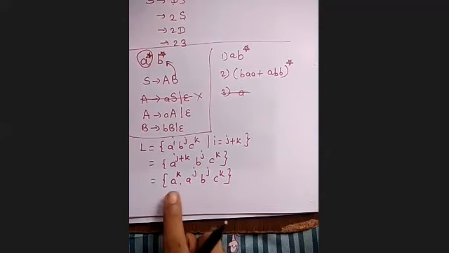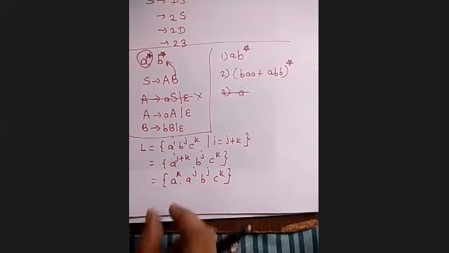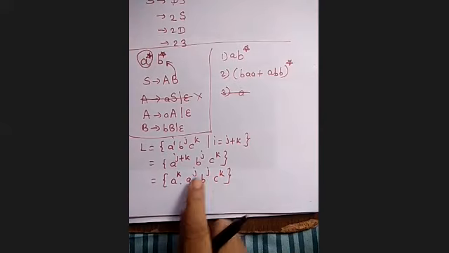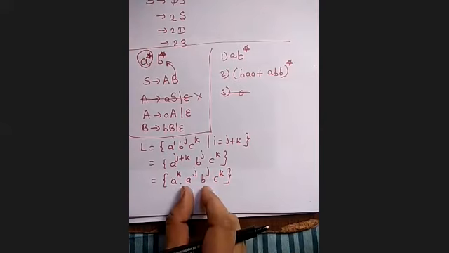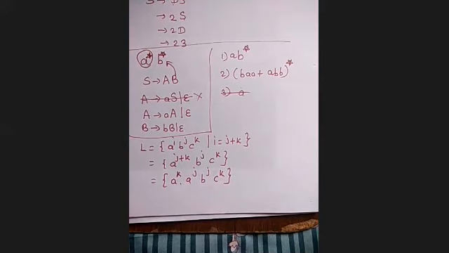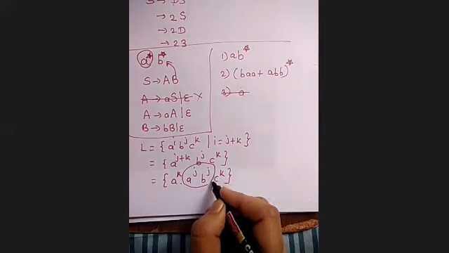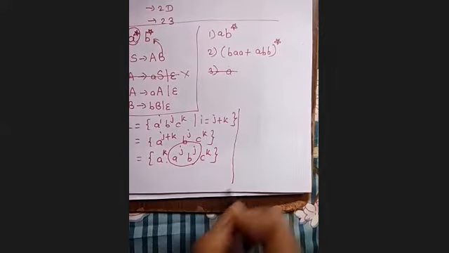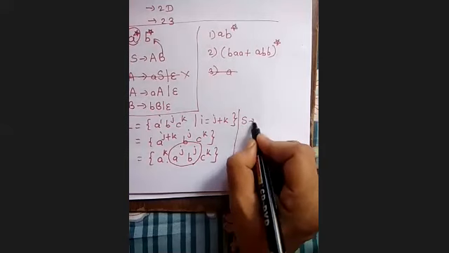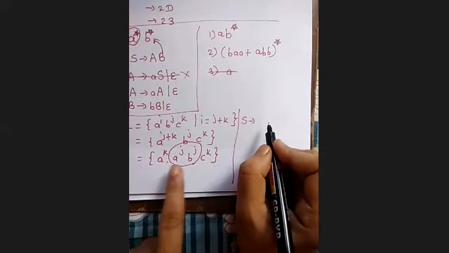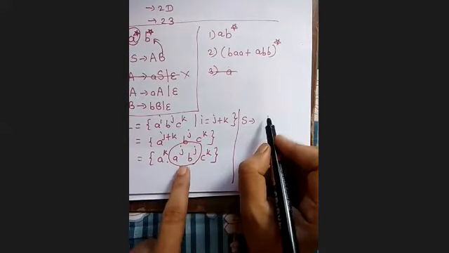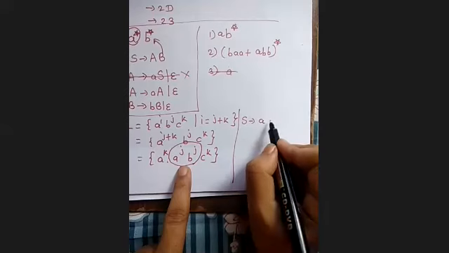What it indicates? A to the power K means this number of A's, and C to the power K, this should be matched. This should be the same. Similarly, this A to the power J, B to the power J, this should be matched. So we'll write one non-terminal which will derive this part. I'll give you a hint for this problem and another type of problem, then you can solve. So let S give what? This A and this C should be matched. In between, I'm going to take a non-terminal which will derive this part, A to the power J, B to the power J. So I'll take A.